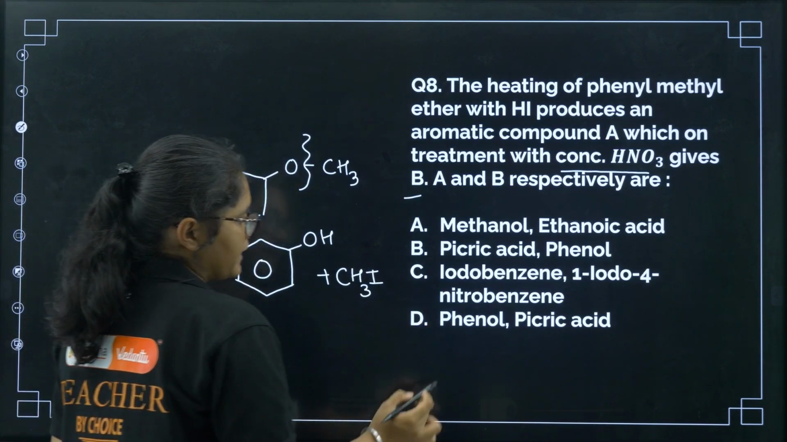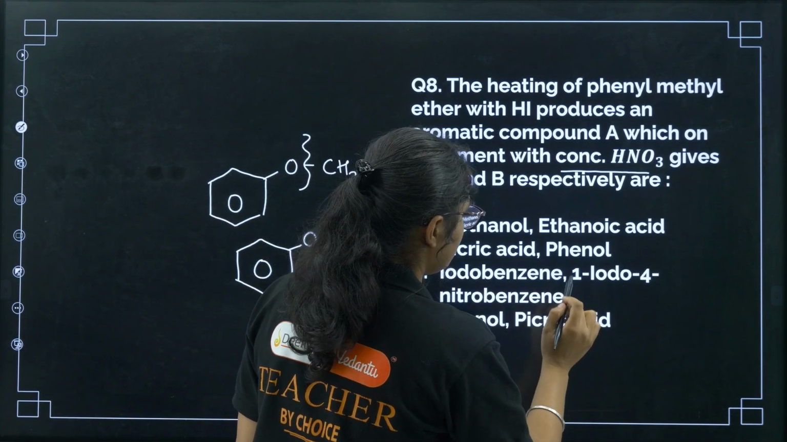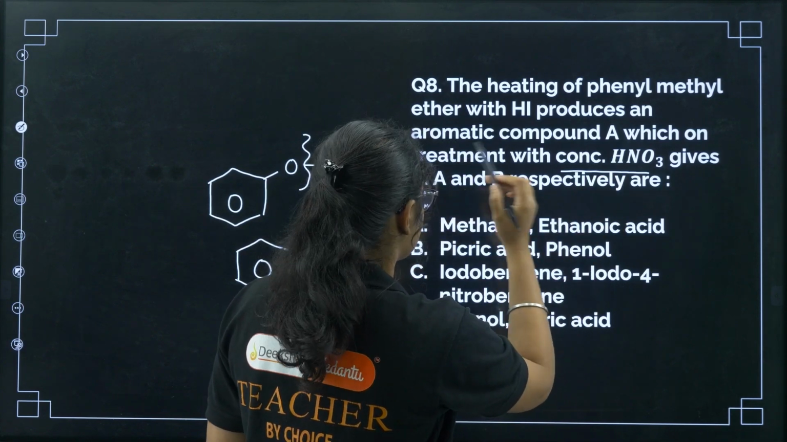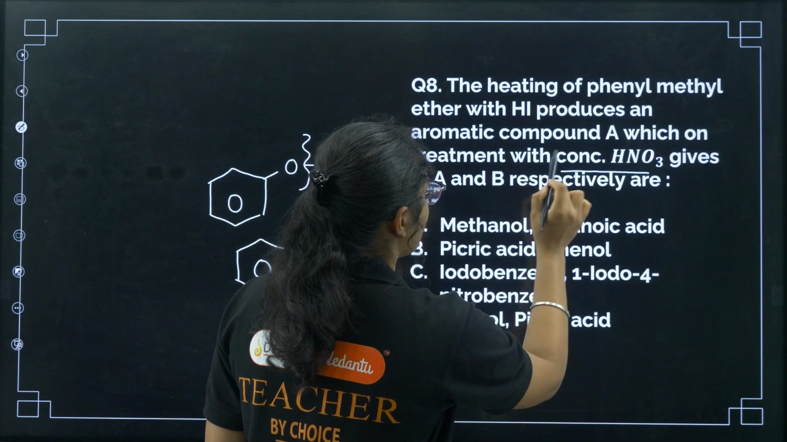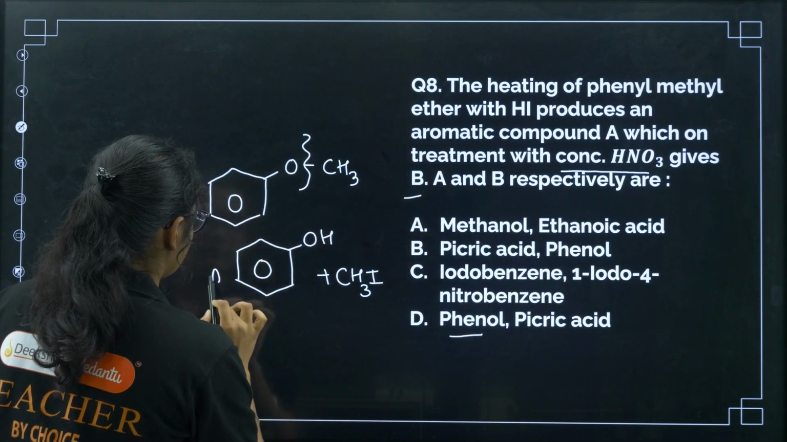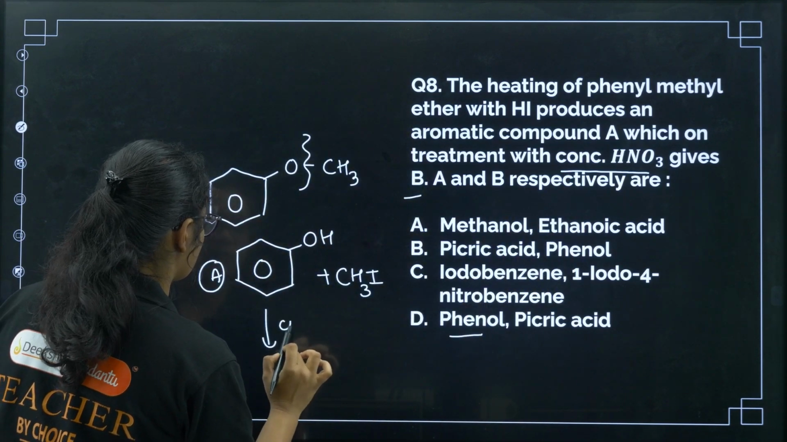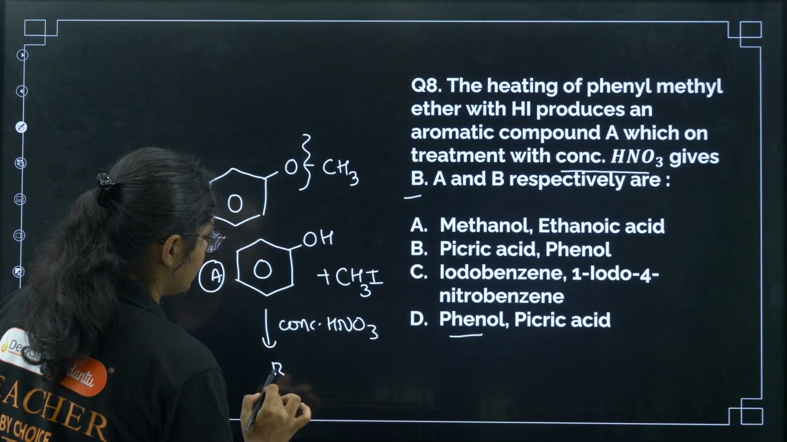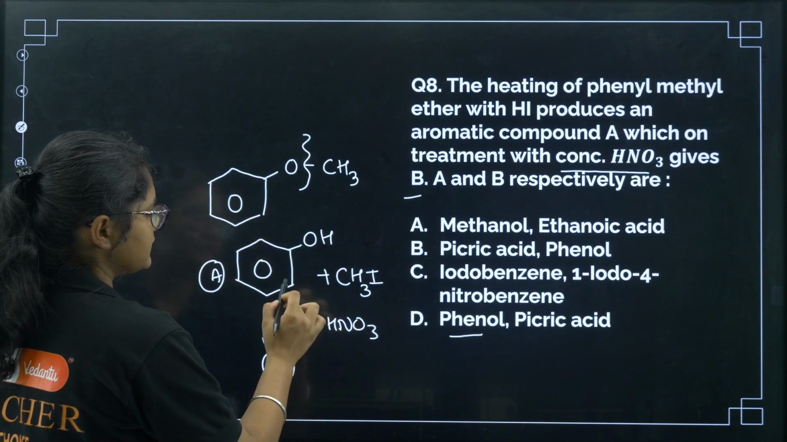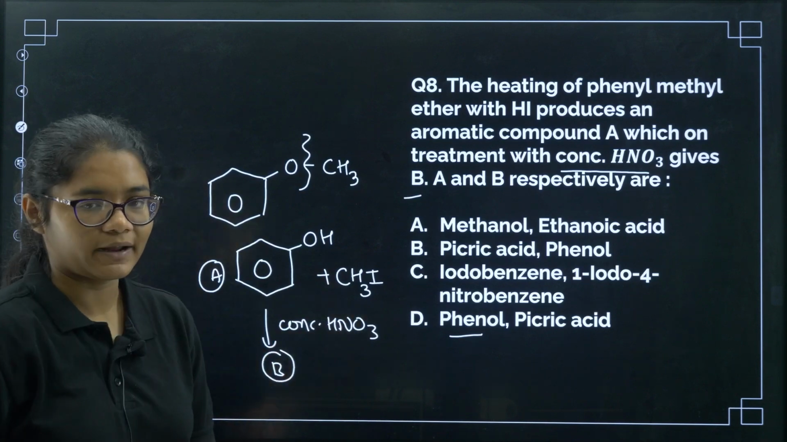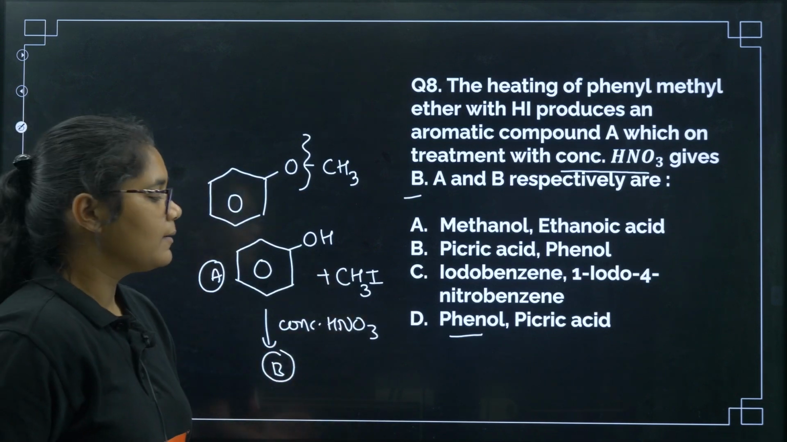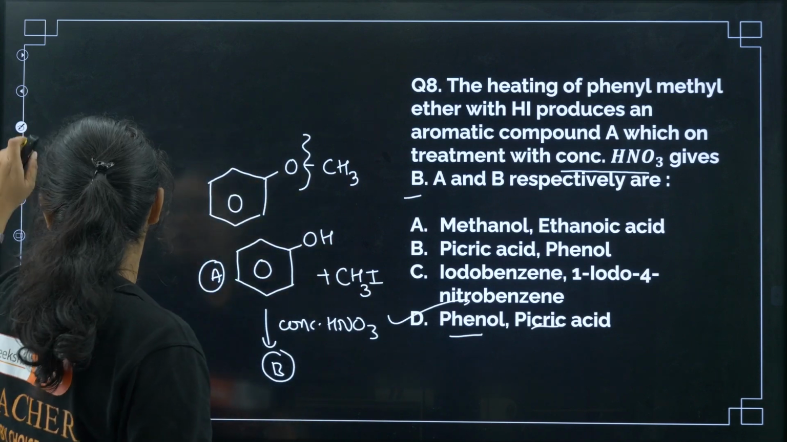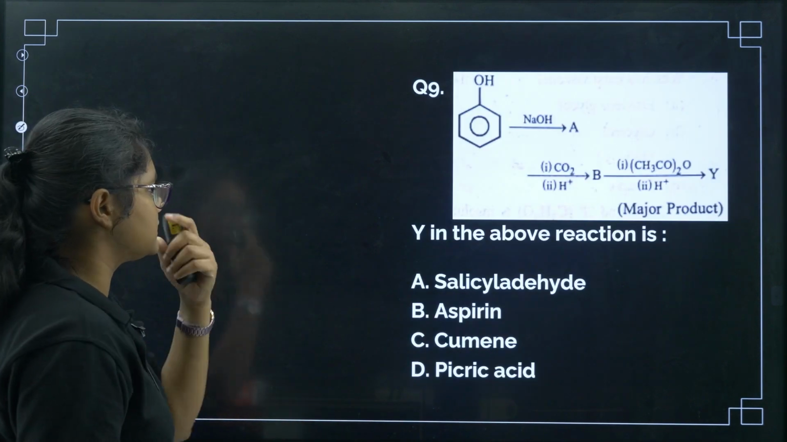So we will get phenol and iodomethane. After that, the question says compound A, which on treatment with concentrated nitric acid gives B. If you treat with concentrated nitric acid, all three positions will be occupied with NO2 groups and we get picric acid. So phenol and picric acid, that is option number D. Okay, so let us see the next question now.